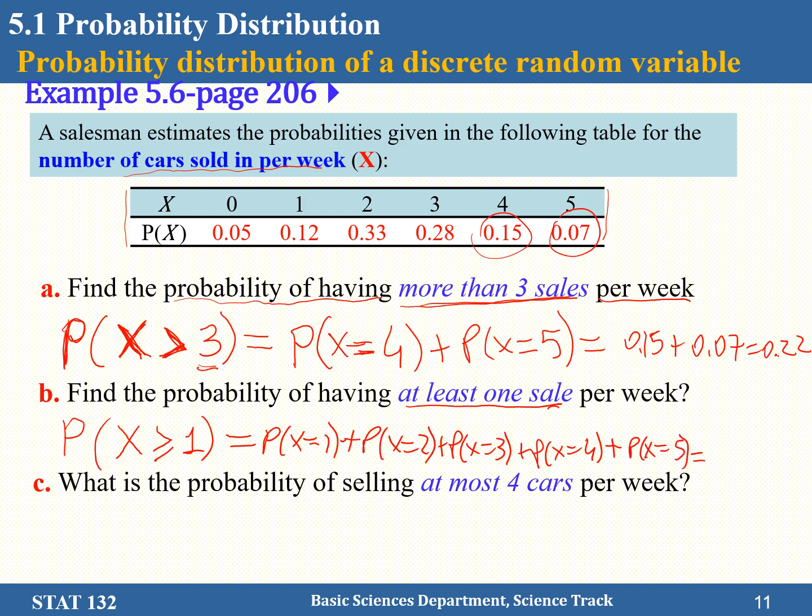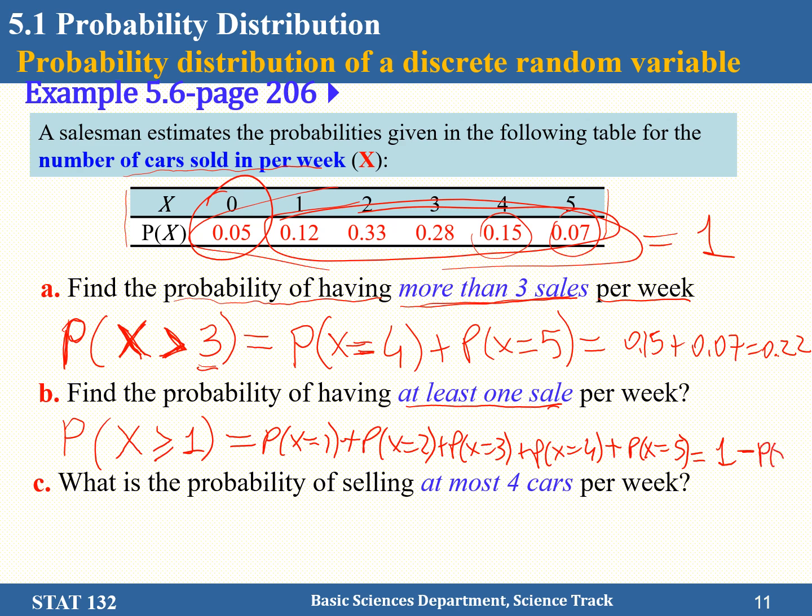But we can use a shortcut here instead of adding all these. We know the big sum here is 1. So we can write 1 minus, and we can remove the probability X equal to 0. And this will give you 1 minus 0.05, which makes 0.95.